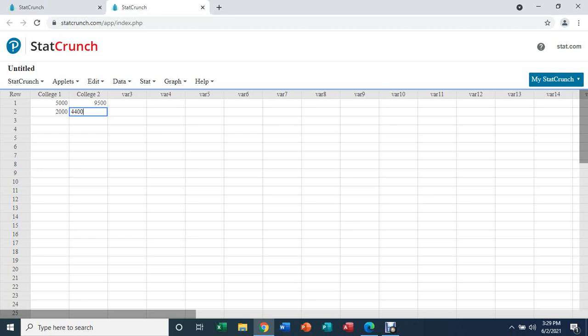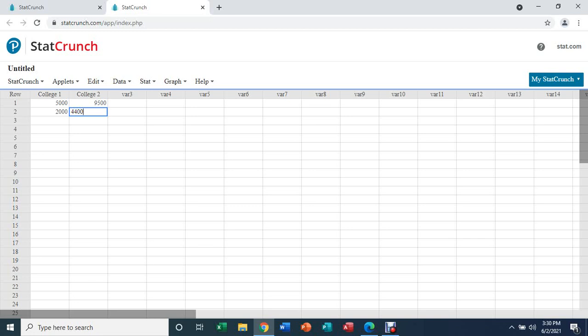College 1 has 5,000 students and 2,000 of them are females, and college 2 has 9,500 students and 4,400 are females. So let's check if there is a significant difference in the proportion of females between college 1 and 2.